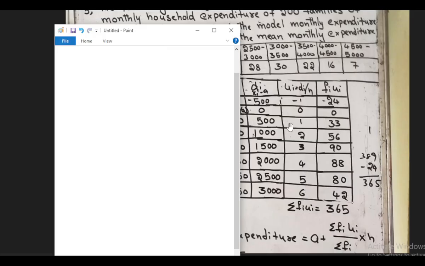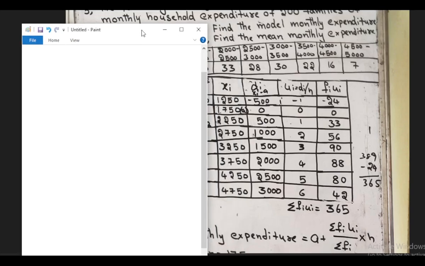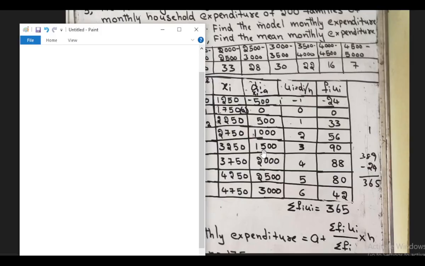To find the step deviation, it is a simple process: if you divide the deviation by the height of the class, that is 500, then we get the step deviation. If you observe, from the class midpoint to the deviation, the data is reduced to a smaller size. From deviation to step deviation, the data is reduced a little more, to -1, 0, 1, 2, 3, 4, 5, 6. So the data is reduced here.